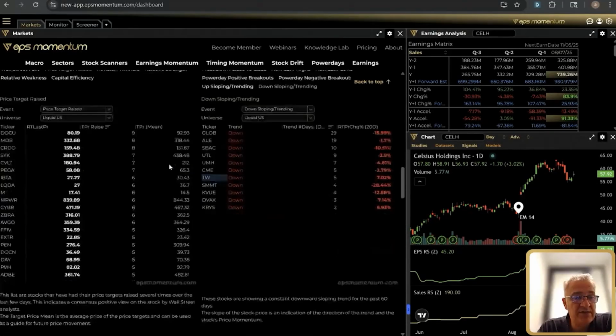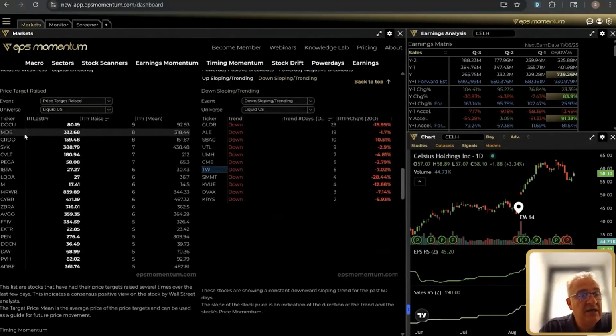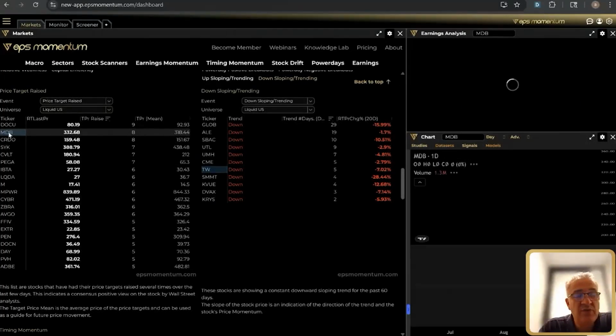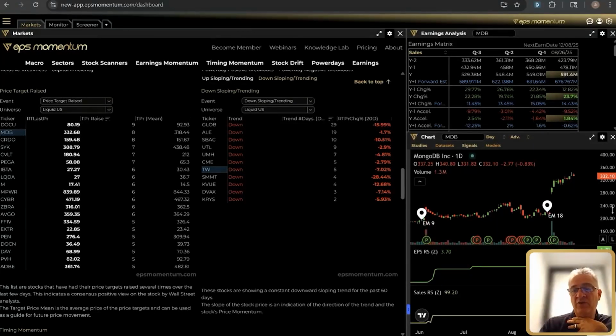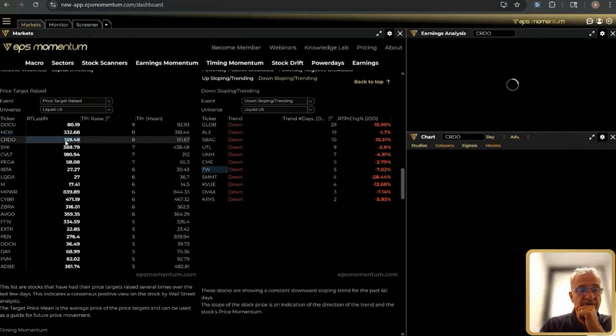Price target raised. So this is how many times a price target has been raised for a stock. So here we can see MongoDB has been raised 8 times in the last 7 days, which is insane. Target is 318 on the mean side. We can find the high on the screener. We have the data on the screener. And the price is already up there and pushing higher.